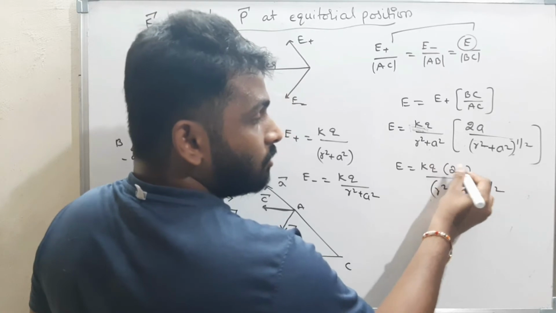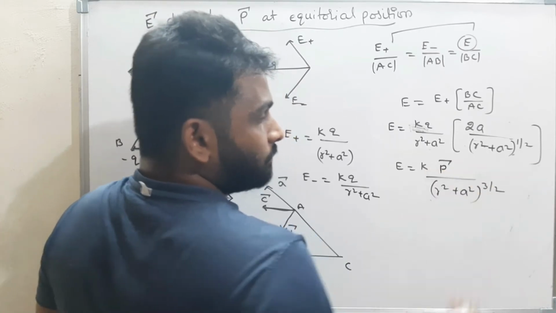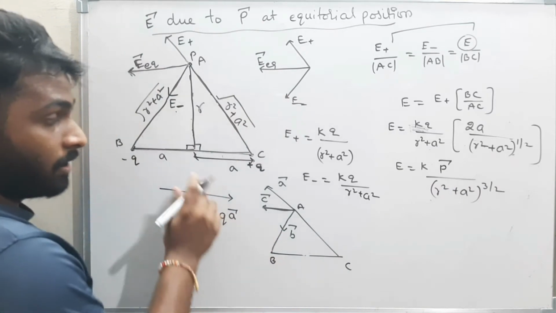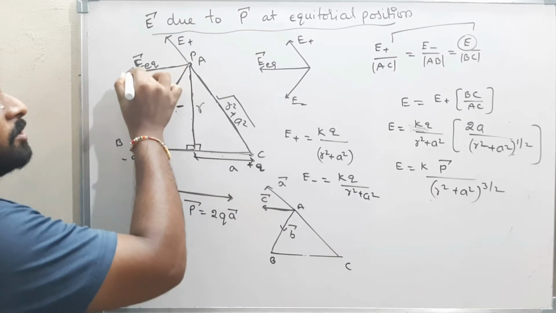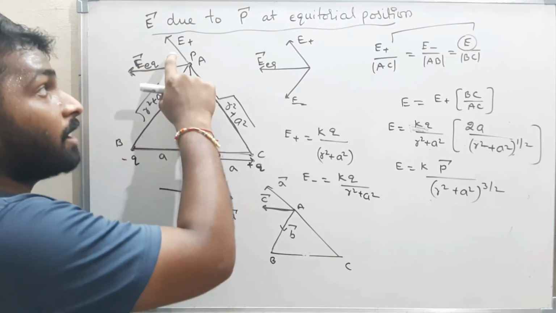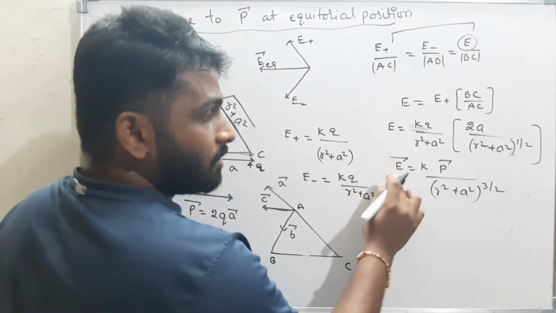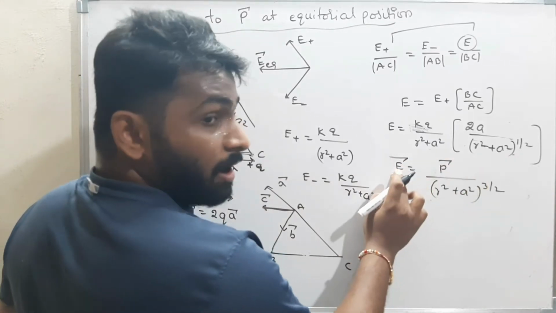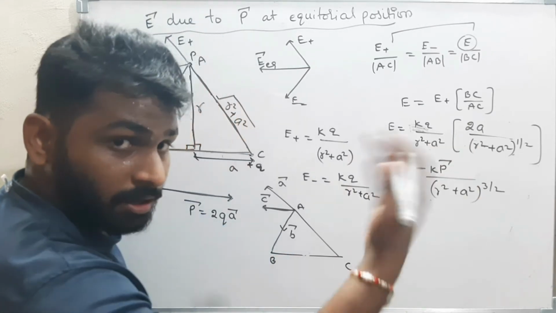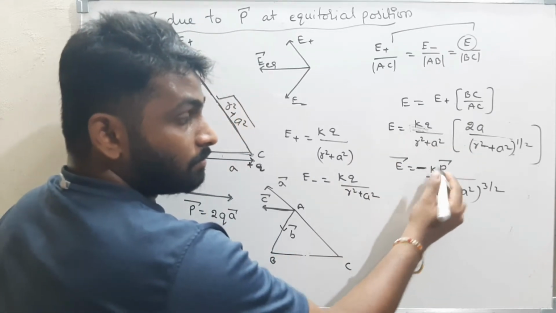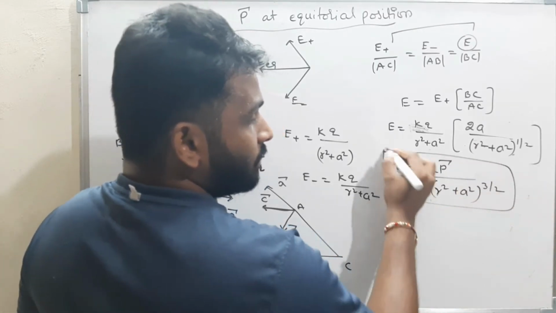What is Q into 2A? That's nothing but dipole moment, therefore P bar. Now, one more thing. This is the dipole moment direction and the resultant is in this direction. That means opposite. Therefore, the P bar direction and the electric field direction both are opposite. Therefore, E bar is equal to minus K into P bar, that means both are in opposite directions. Therefore, I am representing it with a minus. This is the answer. This is electric field in equatorial position.